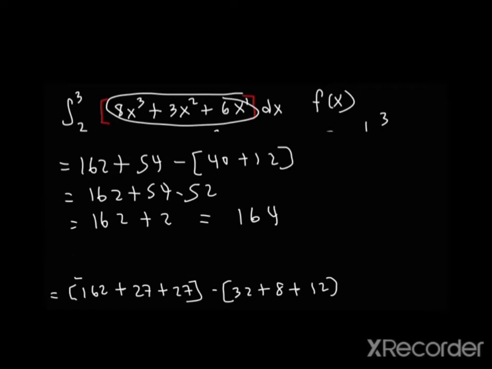Now, this value here, 164, represents the area under the curve, that is between the curve represented by that function and the x-axis between the x values 2 and 3. So that's what the definite integral can do. It can help you calculate the area under the curve. So that's it for this video.